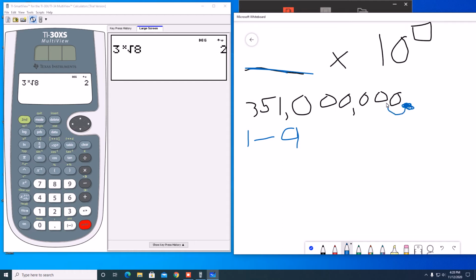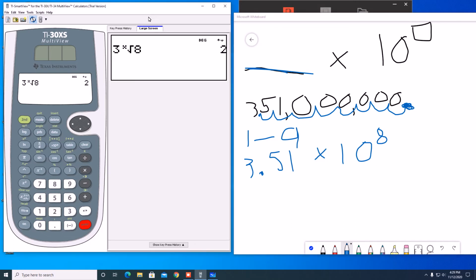So I move it over 1, 2, 3, 4, 5, 6, 7, 8. And so it's important to remember how many times we counted it over. So I'm going to change that into 3.51. And then we're going to bring down this times 10. And so the number of times we moved our decimal over, that 8 times, that becomes our exponent. And so that is how we write things in scientific notation.